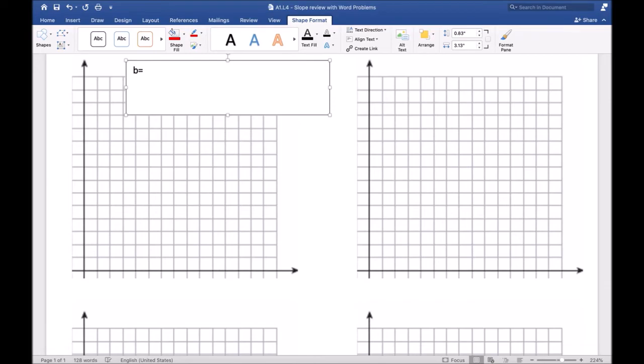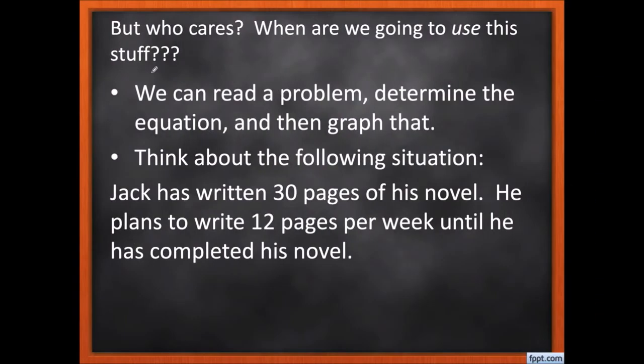So let's read the problem. Jack has written 30 pages of his novel, and he plans to write 12 pages per week until he has completed the novel. Which one of those two things is going to happen over and over again? Well, the 12, that means in the first week he's going to do 12 pages in 1 week. And then he's going to do another 12 pages for the second week. Then another 12 pages for the third week. That's going to happen over and over again.